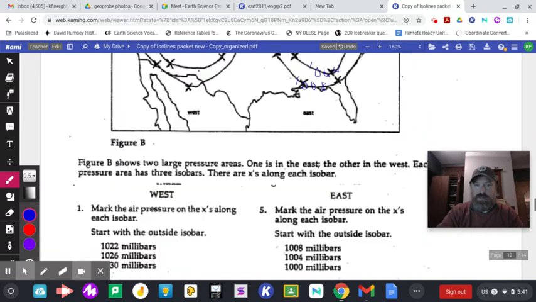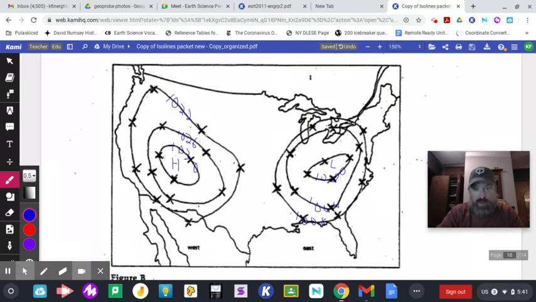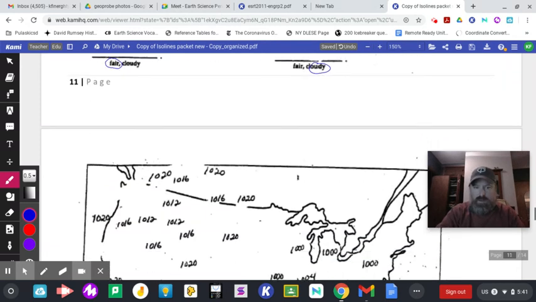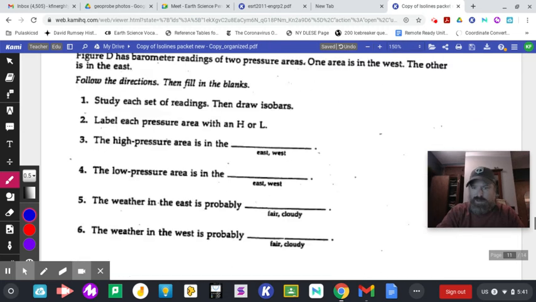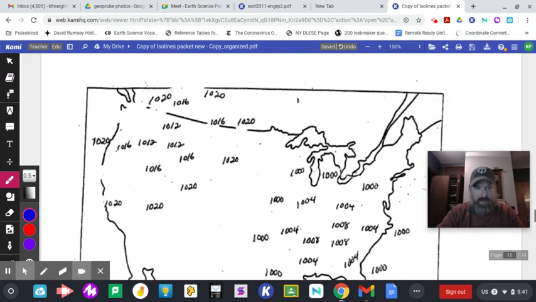So there's your basics. Now, we did kind of break a rule here because you went from 1022 to 1008, but we're envisioning that there are probably other isolines in between on those two. Let's do page 11 at the same time because it's pretty much the same deal.